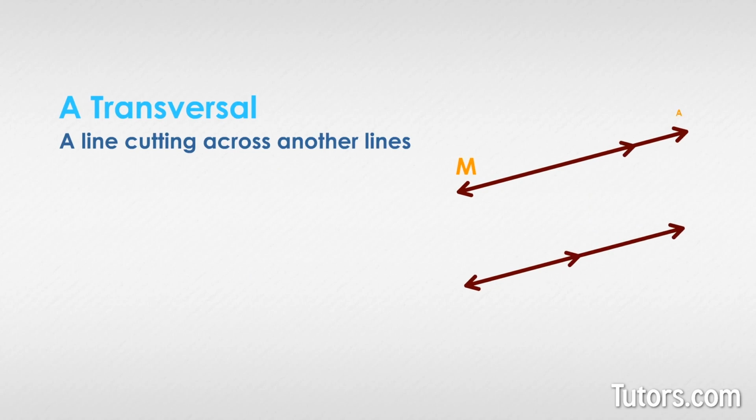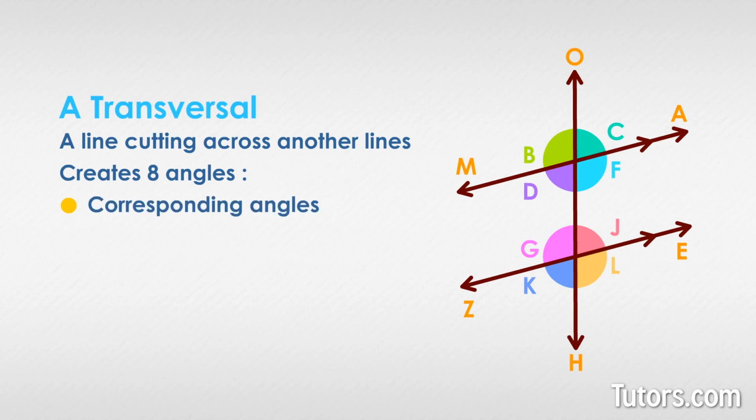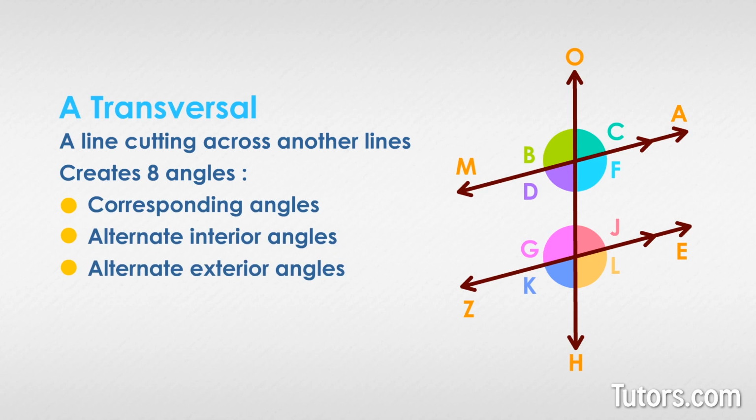What is a transversal? A line cutting across another line is a transversal. When cutting across parallel lines, the transversal creates 8 angles. Those 8 angles can be sorted out into pairs. Let's label the angles. These 8 angles are corresponding angles, alternate interior angles, alternate exterior angles, supplementary angles.